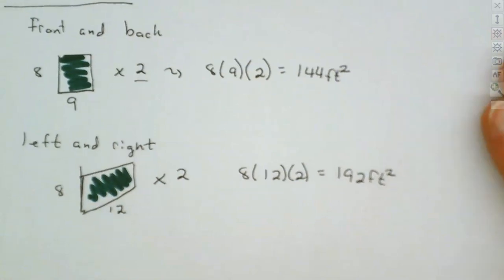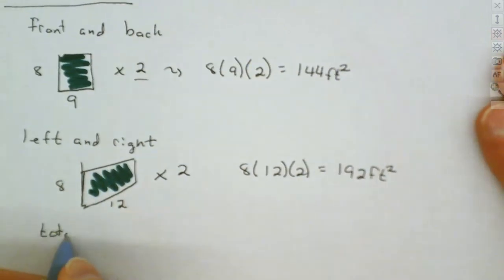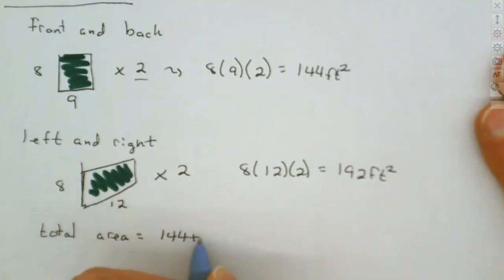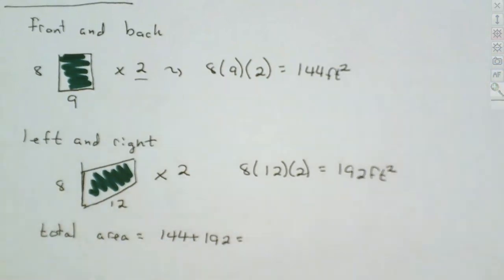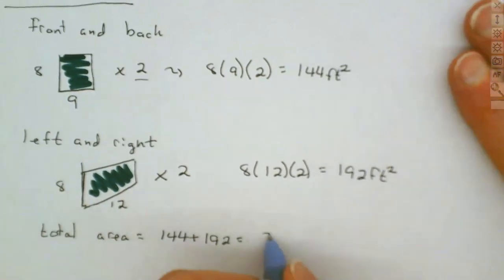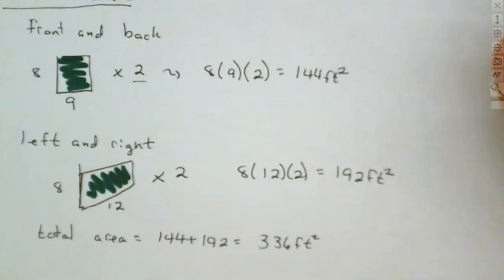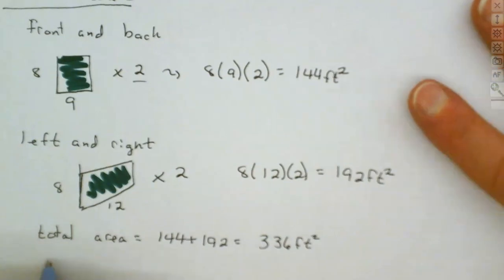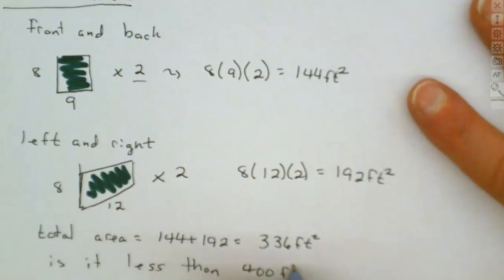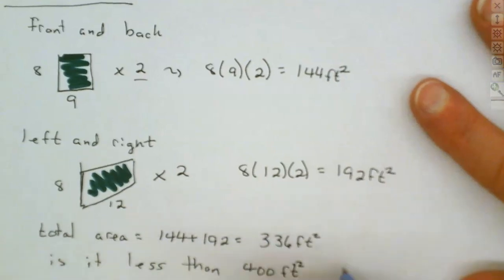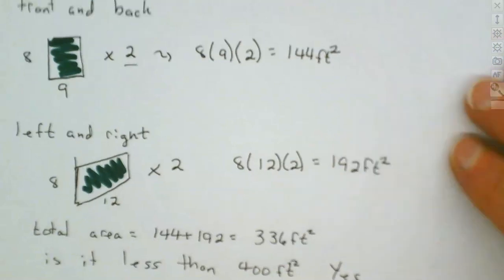And what's the total area now? My total area is 144 plus 192, which is then 336 square feet. Now, it needs to be less than 400 because we want to paint it with 1 gallon of paint. So is it less than 400 square feet? Yes, it is. Okay, so that means that one would be a yes.